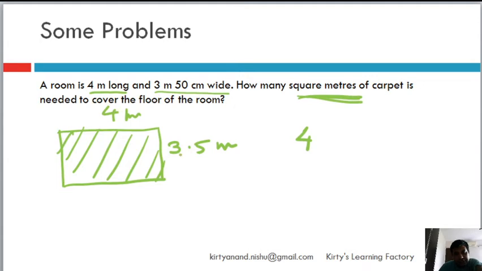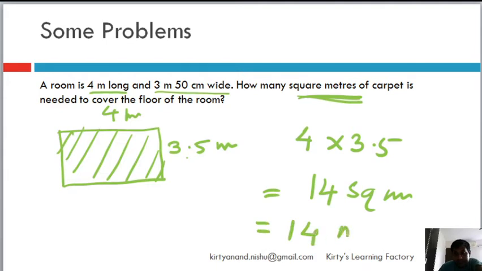This is a rectangle. So what we will do, length into breadth, 4 into 3.5. This is equal to 14. 14 what? Square meters. Or you can also write it as 14 meter square. Both ways are good. Your marks will not be deducted.